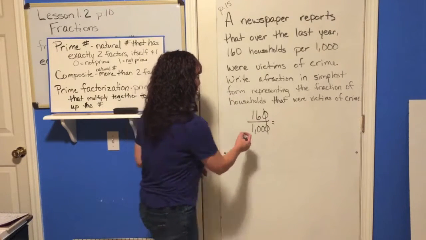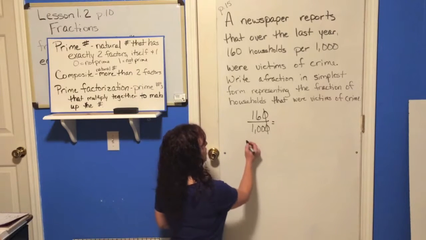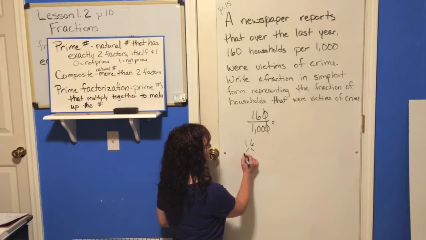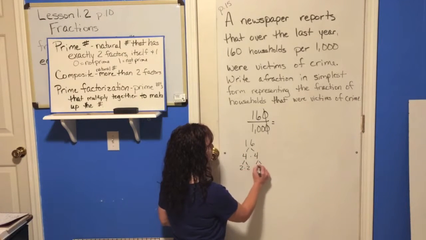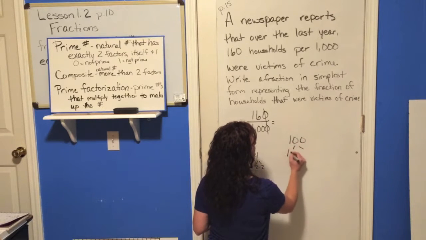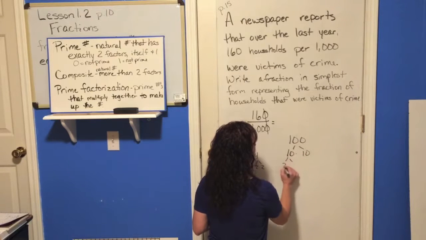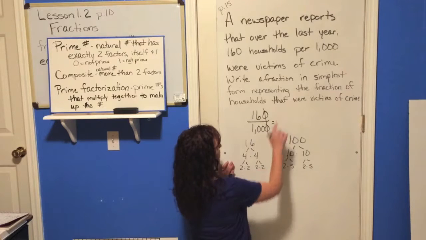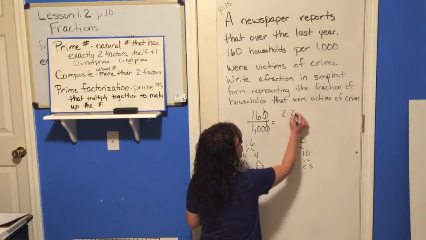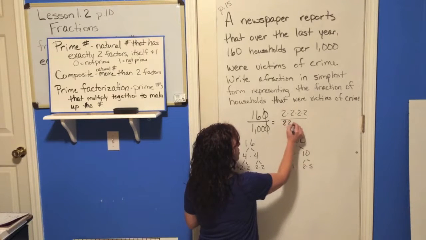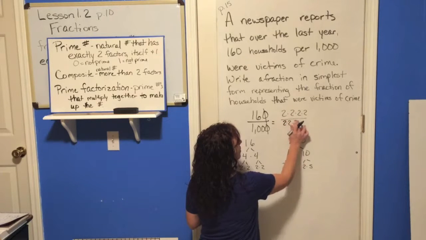So we need to do a factor tree for 16. 16 is what? 4 times 4, and 4 is 2 times 2, and 2 times 2. 100 is 10 times 10, and 10 is 2 times 5, and 2 times 5. And so for 16, we have 1, 2, 3, 4 2's. And for 100, we have 2 2's, and 2 5's.